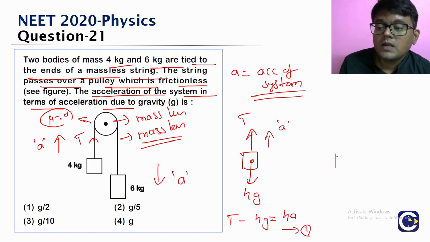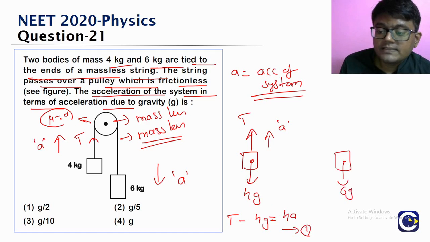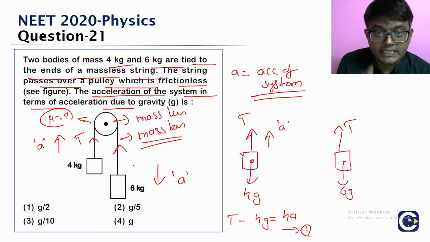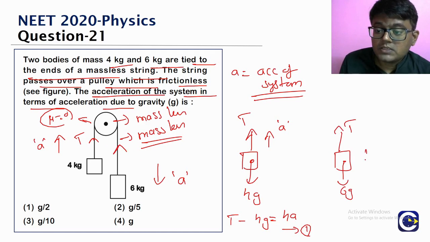Equation 1. Now we look at the other side, the 6 kg. It has its own weight 6g. Of course, on the 6 kg there is also a tension acting in the rope. Because of these two, the 6 kg is going down with the acceleration A.